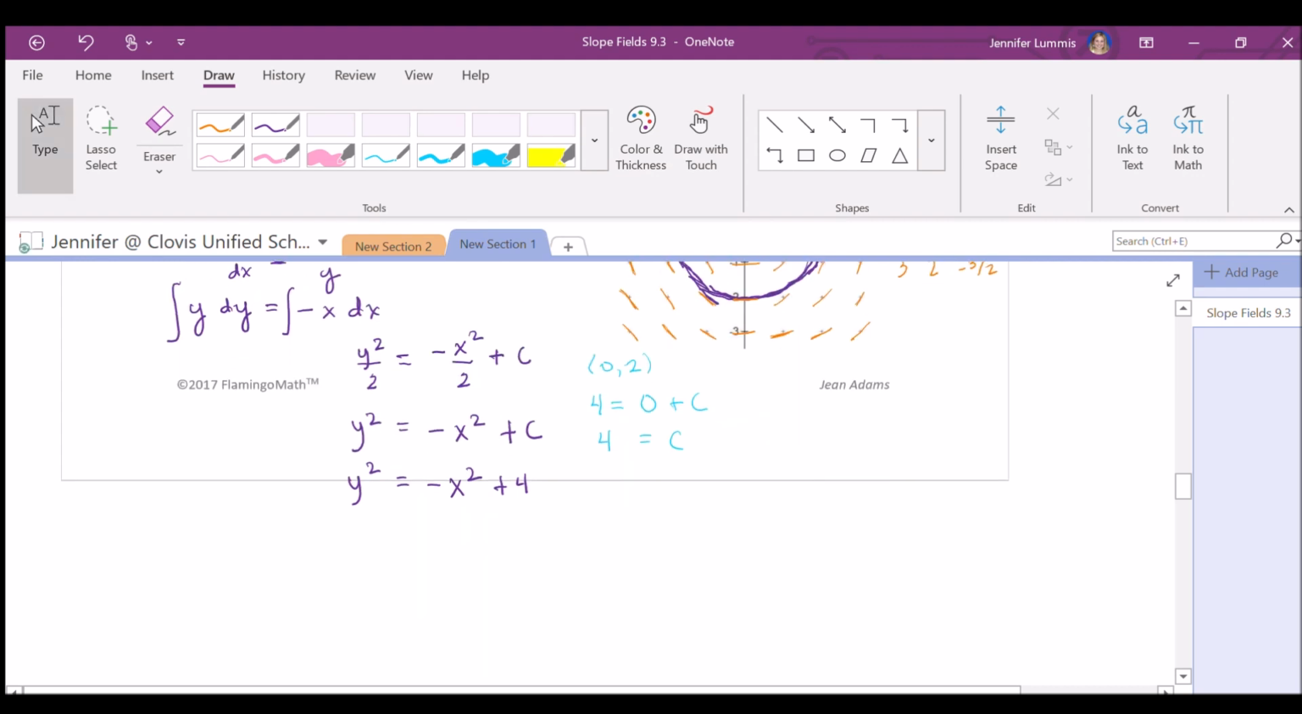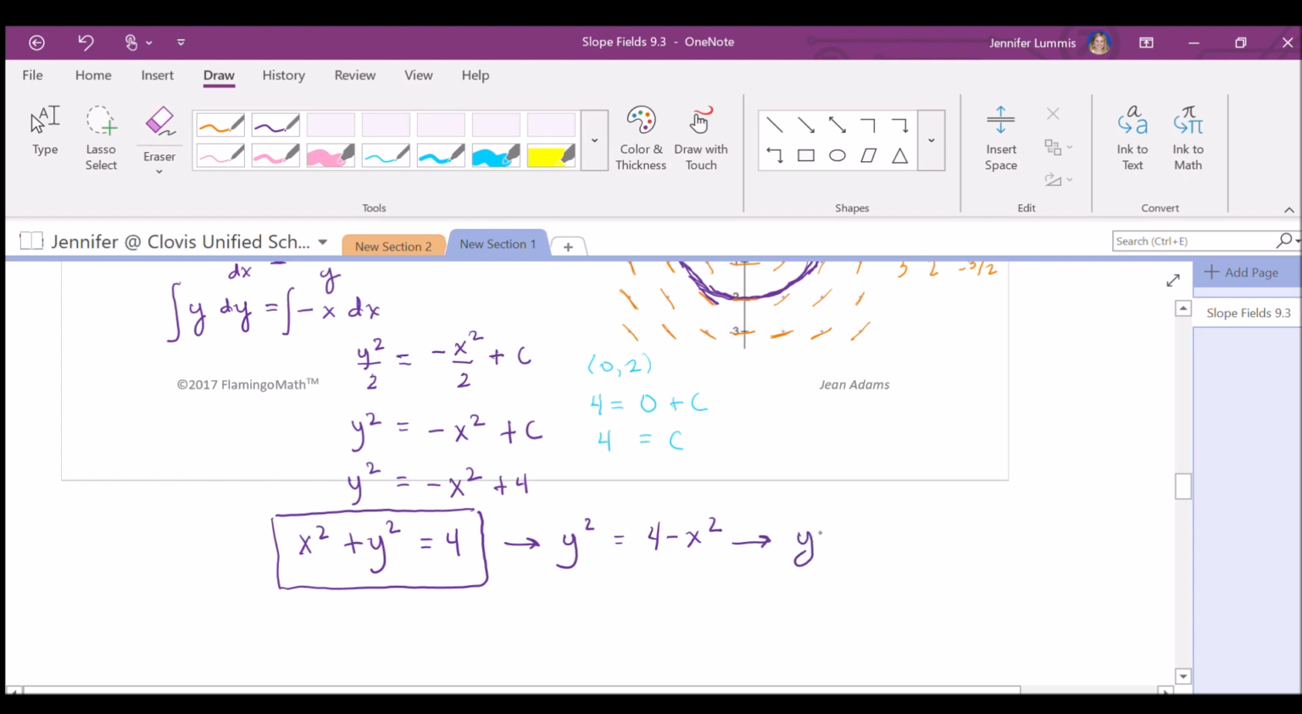Okay, the equation of a circle, we should have x and y squared on the same side. So this is the equation of our circle here, or we can solve for y. So y squared, 4 minus x squared, and square rooting both sides. Y would be plus or minus the square root of 4 minus x squared.